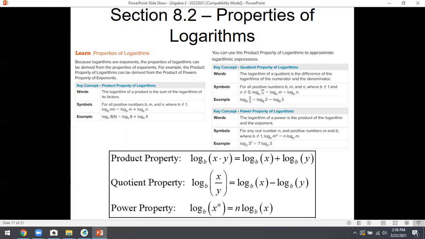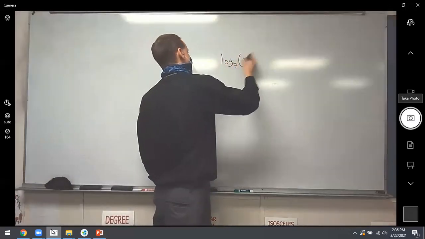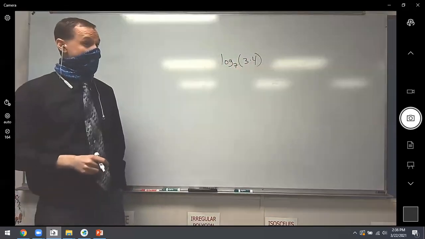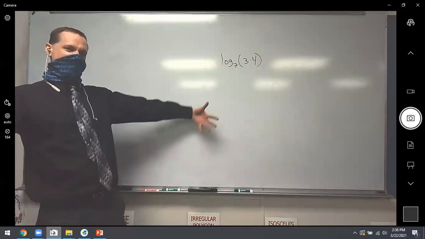So as a quick dry run, just to practice these real quick. You got them written down? All right. Here's your pop quiz then. This is something really dumb. Log base 7 of 3 times 4. That's 2 things multiplied together, correct? I could say log of 12, but the point of this is to break it apart.